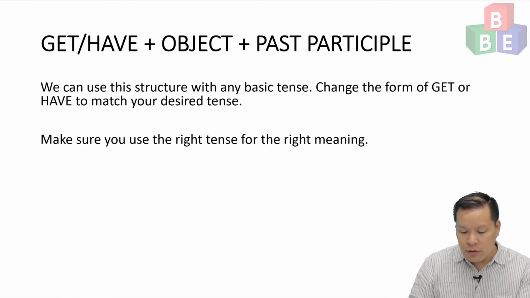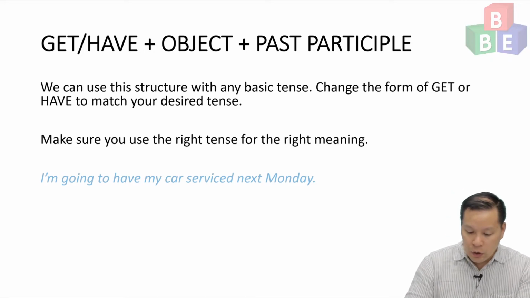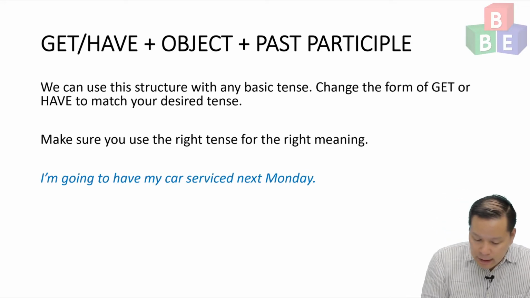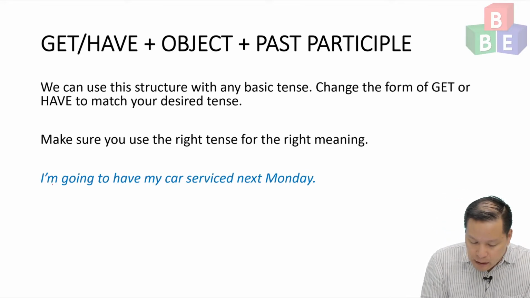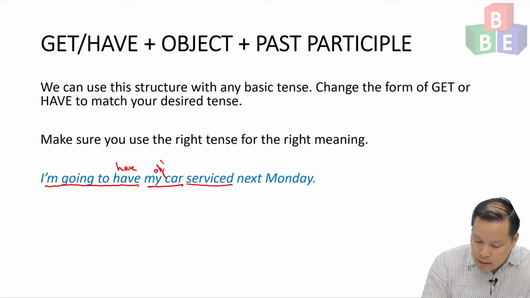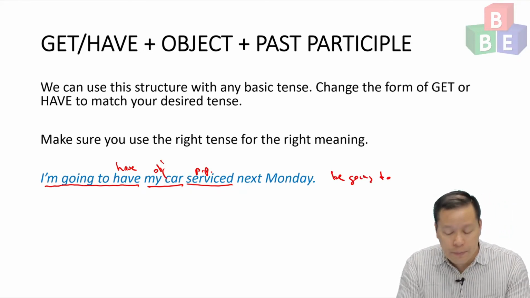So let's have a look at this structure in a couple of different forms. So, I'm going to have my car serviced next Monday. Here I've decided to use the be going to for future, and here I've got the have here. My car is the object, and serviced is the past participle. This is a be going to for future plans or intentions.